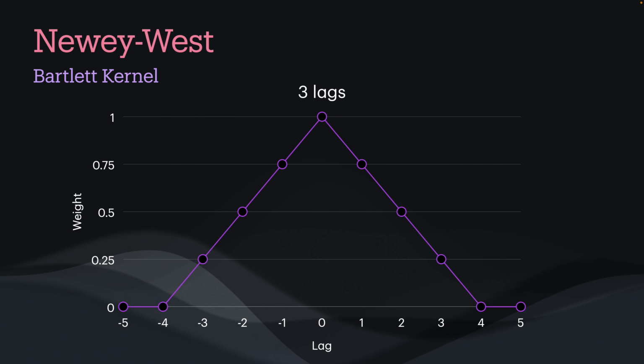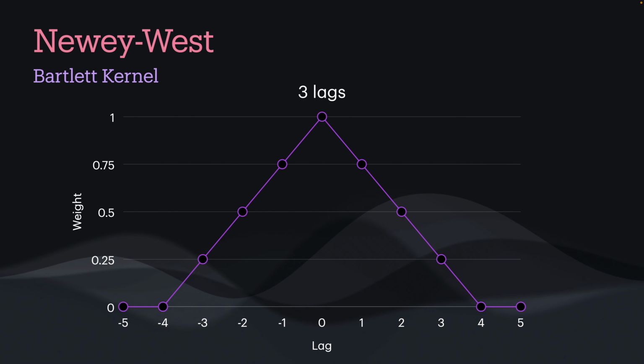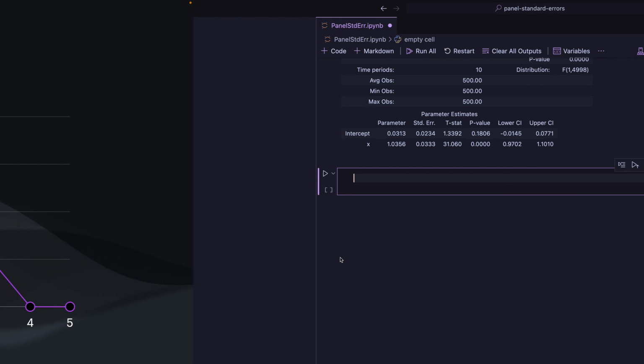The Newey-West estimator uses a Bartlett kernel to estimate the covariance matrix, which takes a bandwidth parameter as input. This bandwidth parameter controls how many lags of the residuals are used to estimate the covariance matrix. For example, if we set the bandwidth to 3, the weights placed on each lag are linearly decreasing from 1 to 0 over the first 3 lags and are 0 for all other lags.